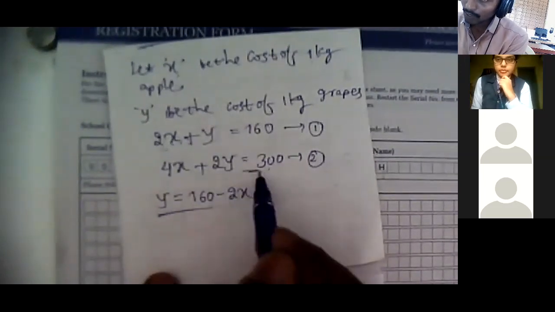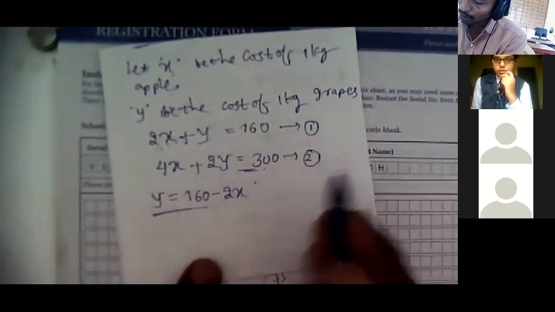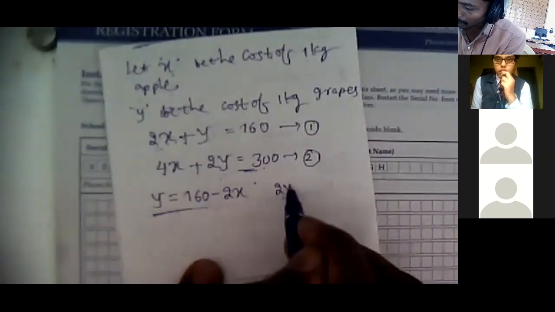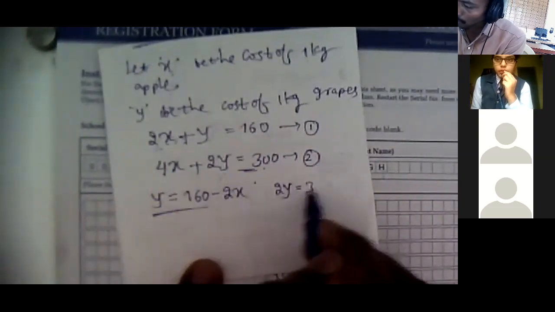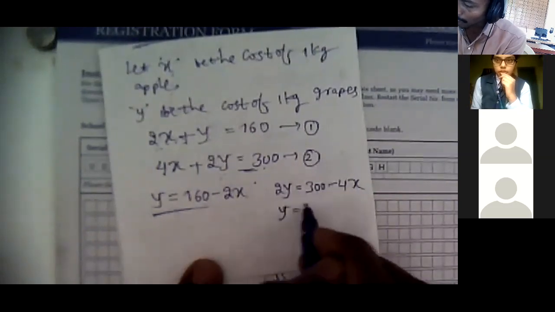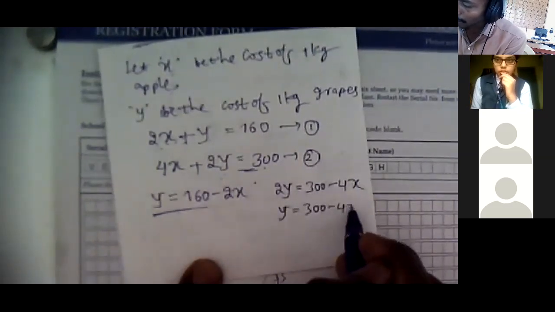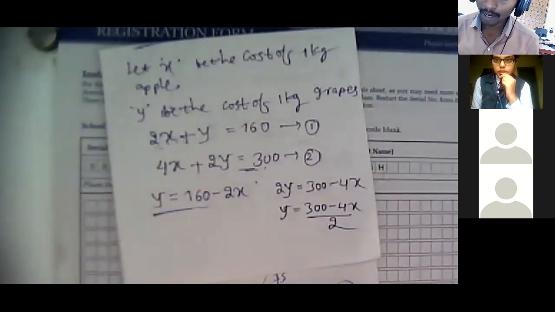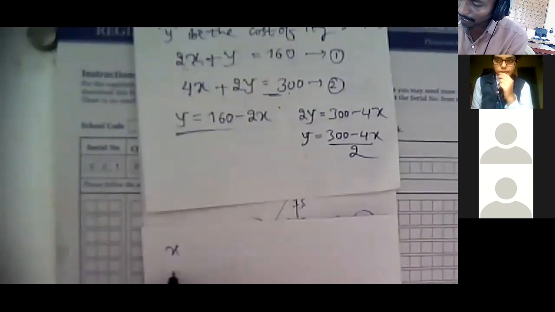Therefore, for the second equation, what is the value of y? 2y is equal to 300 minus 4x. Therefore, y is equal to (300 minus 4x) divided by 2. This is the value of y. Therefore, we shall construct a table for the first equation.